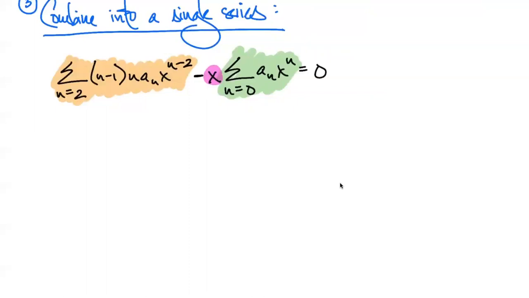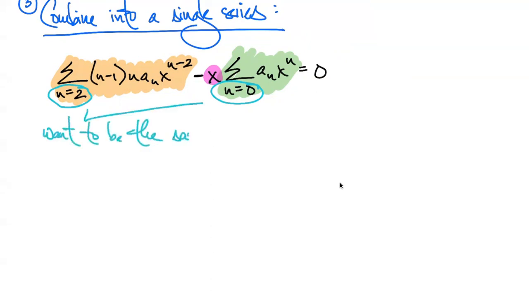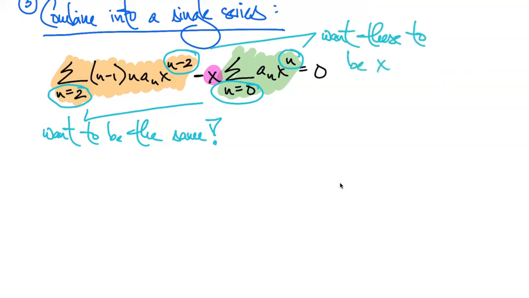And in order to do that, we need to change a few things, right? We need to make sure that this and this, so when I say this and this, I mean the index, we want them to be the same, okay? One is 2, the other one is 0. So we need to change that. The other thing we want to change is this power, x to the n minus 2, and this power, x to the n. We want these to be x to the n. All right. We want that power to be the same.